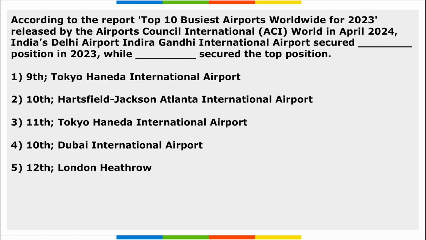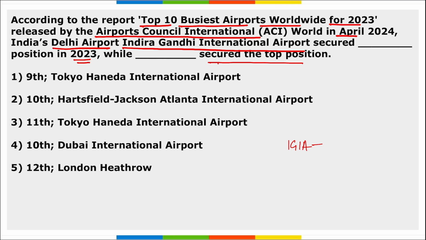Let's start. First is, according to the report on the top 10 busiest airports worldwide for 2023 released by Airports Council International World in April 24, India's Delhi Airport, Indira Gandhi International Airport, secured which position in 2023, while Dash secured the top position here. So remember, Indira Gandhi International Airport in New Delhi secured 10th position here. And which is the airport that secured the top position? It is Hartsfield-Jackson Atlanta International Airport. So the right option here becomes option second.